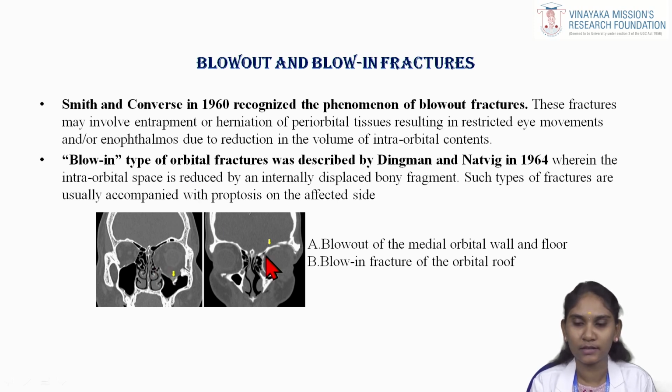So what is a blow-in fracture? Given by Dingman and Natwig in 1964, here the intraorbital space is reduced by an internally displaced bony fragment. These types of fractures are usually accompanied by proptosis on the affected side. Proptosis is nothing but the bulging of the eyes. Here, picture A demonstrates the blowout fracture of the medial orbital wall and the floor. Picture B demonstrates the blow-in fracture of the orbital roof.